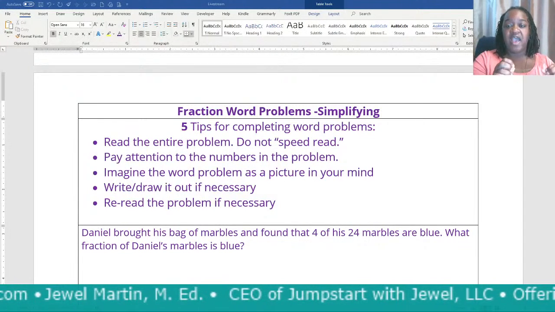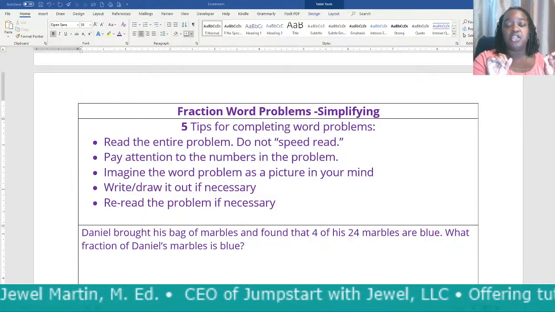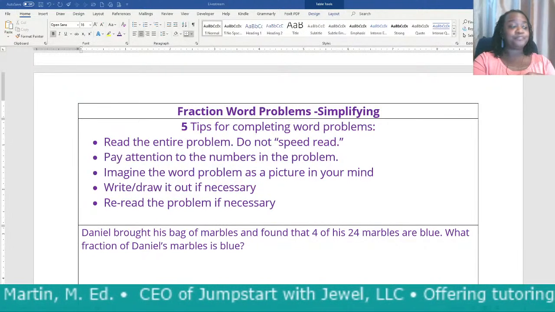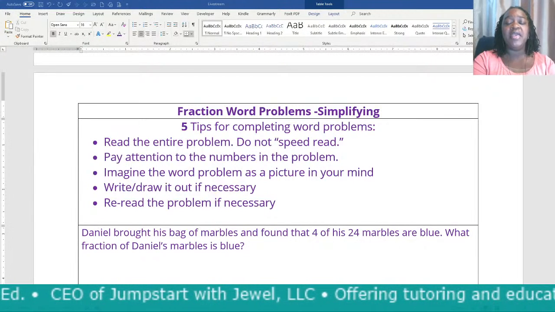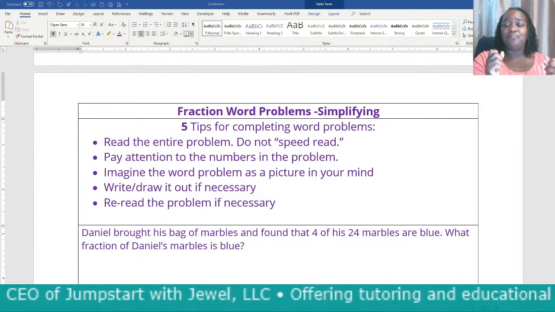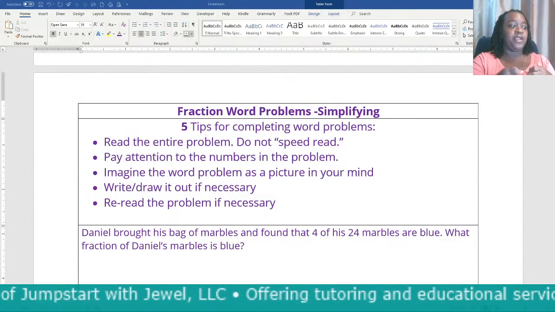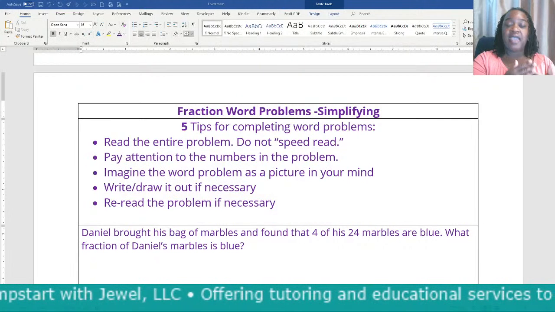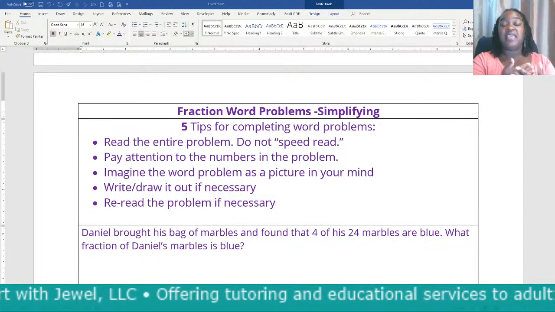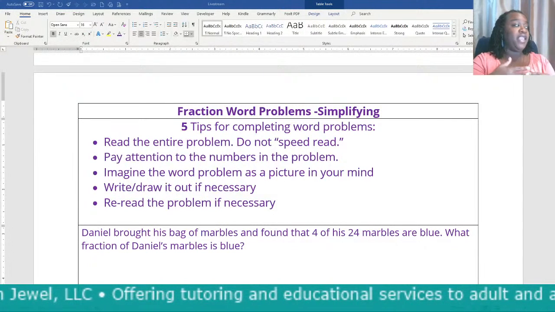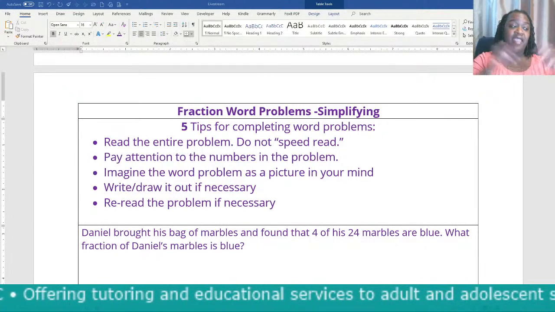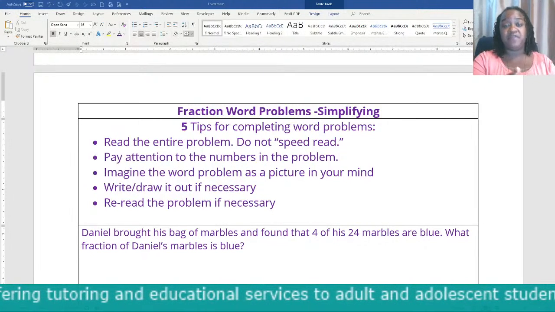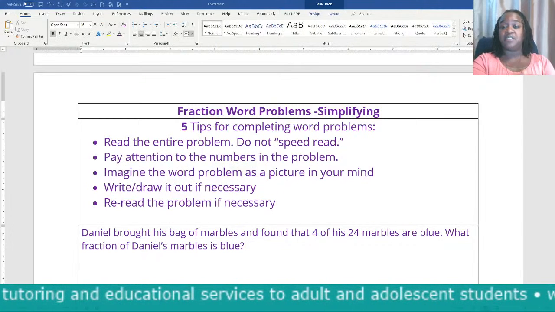But in simplifying, that usually means that you're going to have to divide. If you've ever seen or done fractions where you see a title where it says make equivalent fractions, when you're making equivalent fractions, you're going to be multiplying. You're going to be making them bigger. Simplifying, reducing them, makes them smaller.